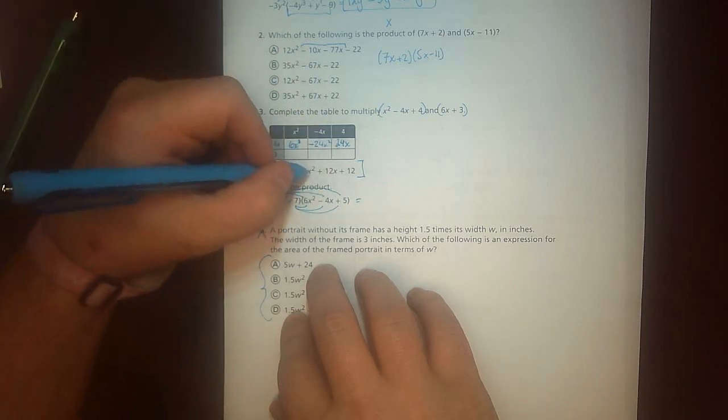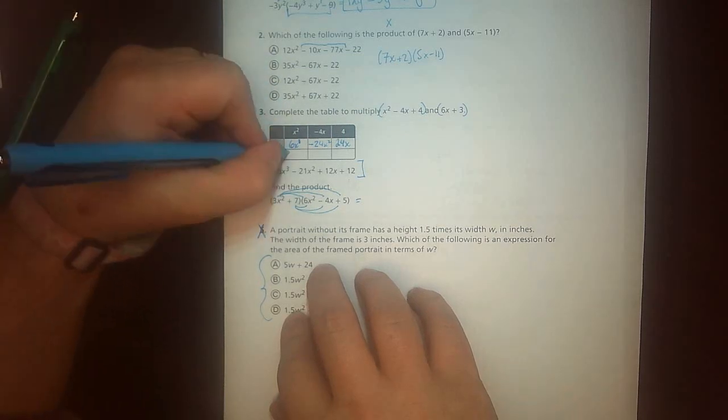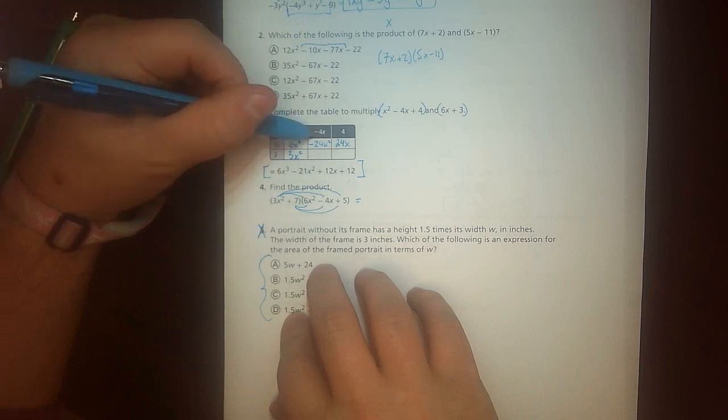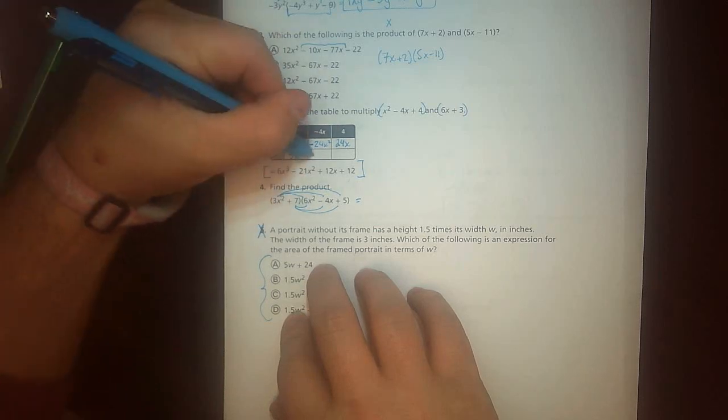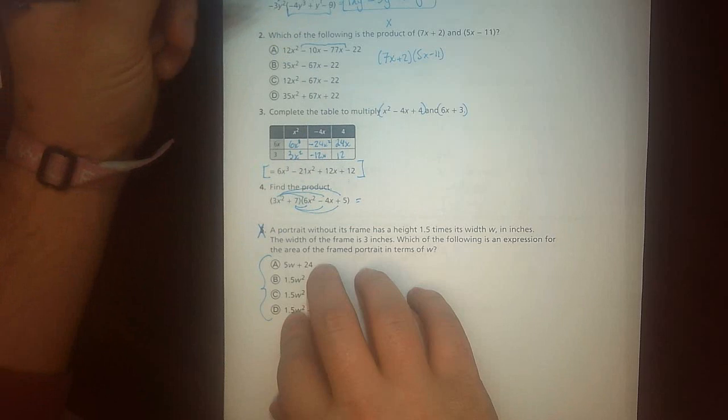Okay, that's what we do when we make the actual polynomial. So 3 times x squared. Hopefully we know that is just 3x squared. Just put those right together. Okay, 3 times negative 4x is negative 12x. And then 3 times 4, hopefully we know, is just 12.